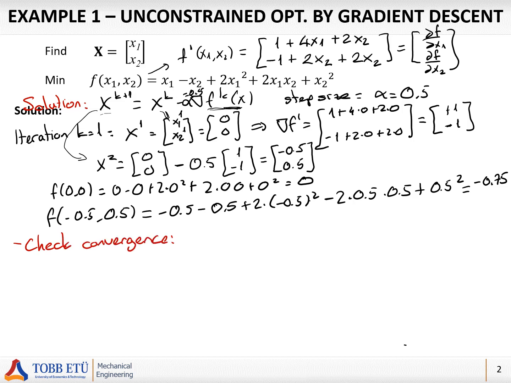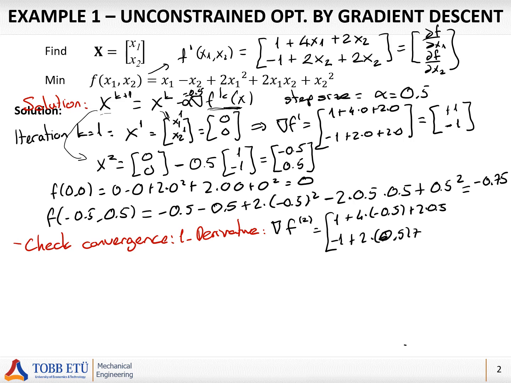For convergence, you can have different options. So I used here two options. One, I check the derivative. So for derivative, we will check the second iteration derivative. We will simply write here the minus 0.5 and 0.5. If you write them, the result is 1 plus 4 times minus 0.5 plus 2 times 0.5, and the second one minus 1 plus 2 times 0.5 plus 2 times 0.5.